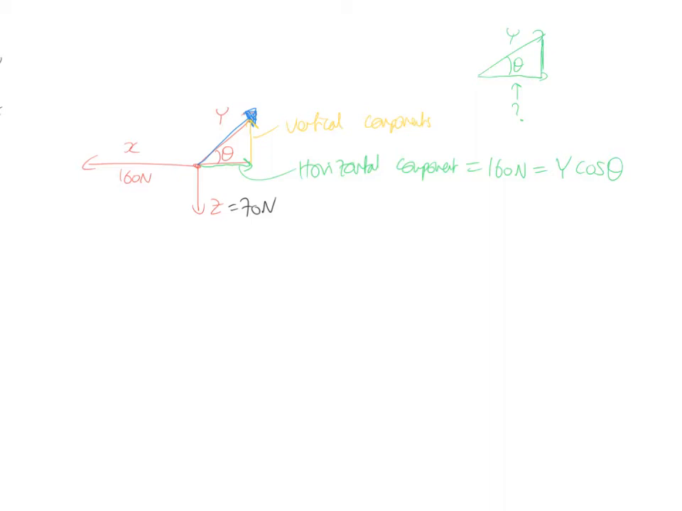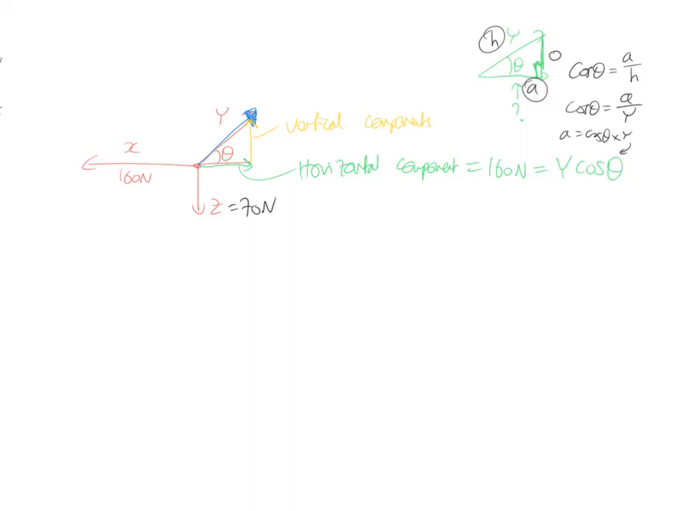We want to find this one here. If we complete this triangle, that's a right angle there. This is the opposite, this is the hypotenuse, this is the adjacent. So we want to find the adjacent, and we know the hypotenuse, so cosine theta is equal to the adjacent over the hypotenuse. The hypotenuse in this case is force y. Cosine theta equals a over y. Rearrange that, we get a equals cosine theta times y, which is that there.